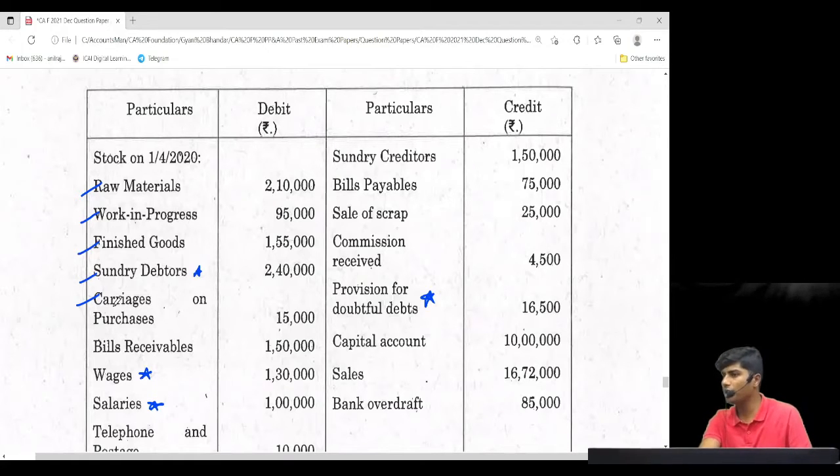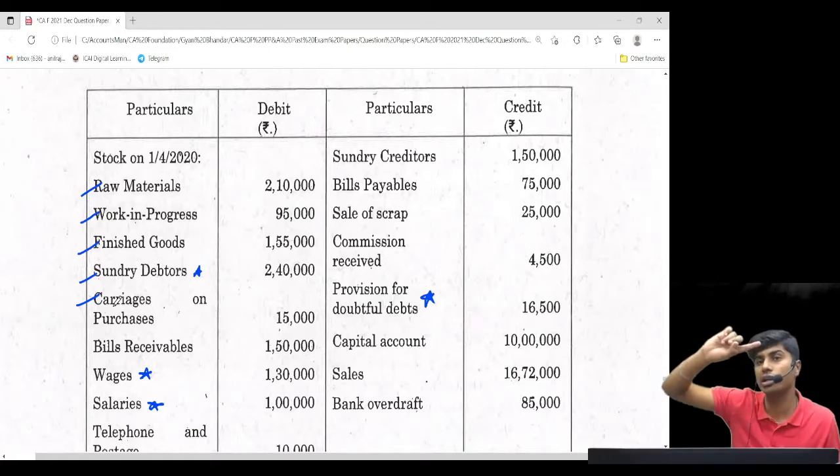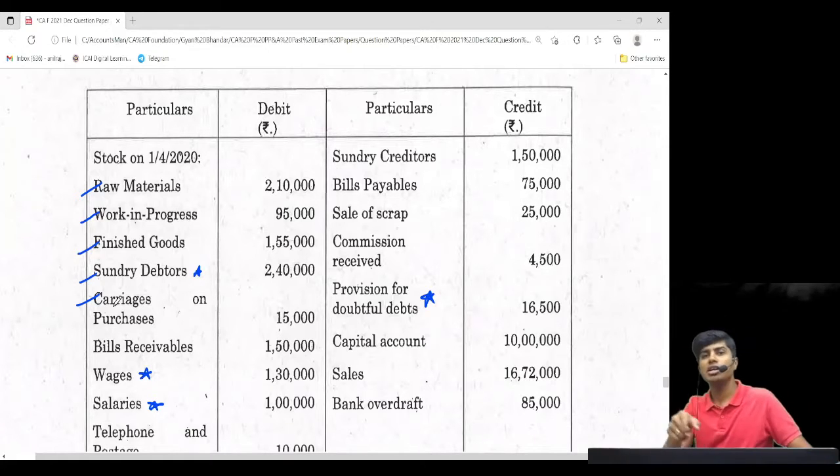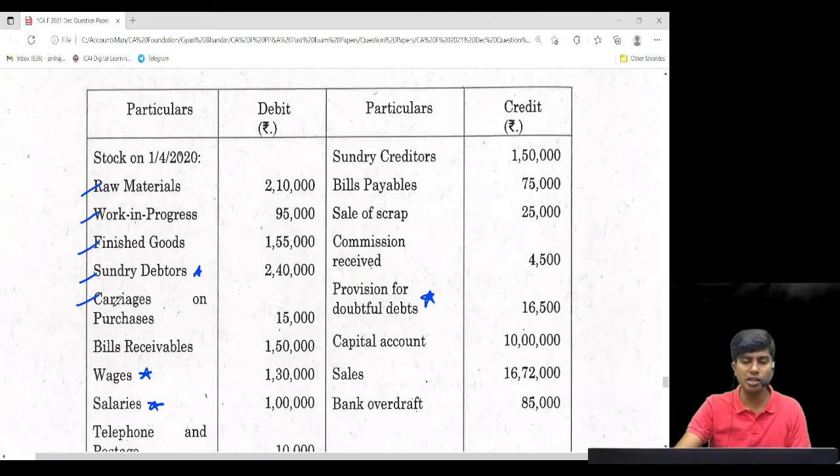If you are not preparing a manufacturing account, I would have written this carriage on purchase in the trading account, because if you are not a manufacturer but a trader, we will buy finished goods. It will come in trading. If you are a manufacturer, you will not buy finished goods. You will buy raw material. Raw material will come in manufacturing. Carriage on purchase of raw material also will come in manufacturing.